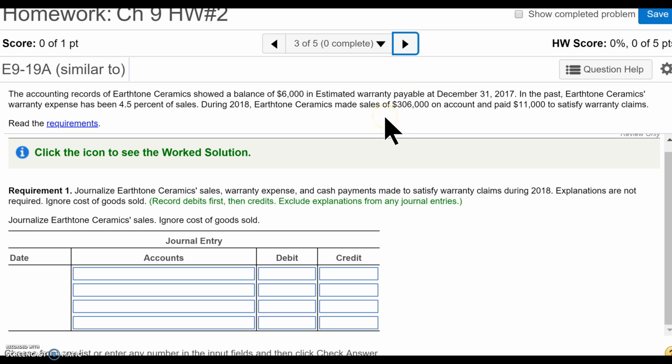So we're going to break this down a little bit. Remember that warranty expense, in order to properly match all expenses with revenues, we should record the warranty expense along with the sale. So take a minute and read this question, and I'll be back to you in a second.